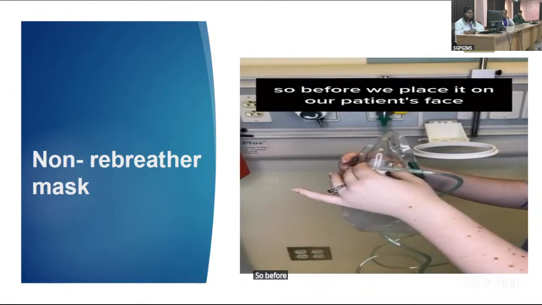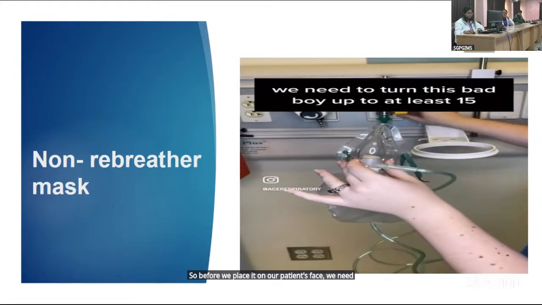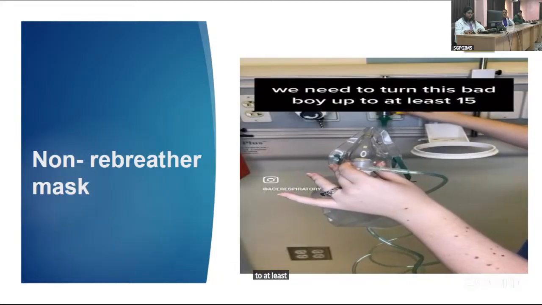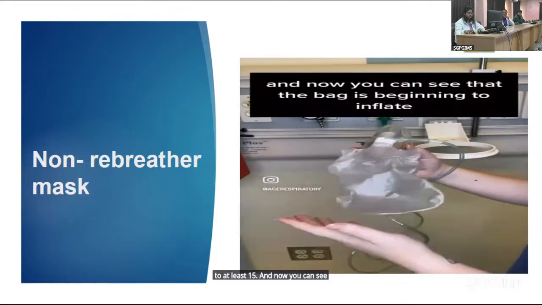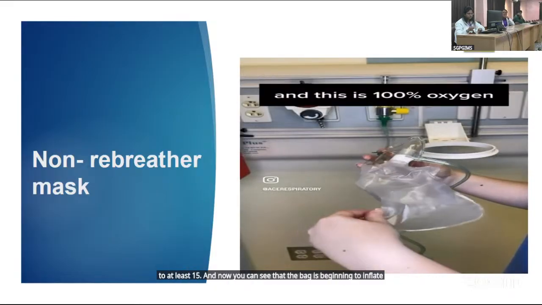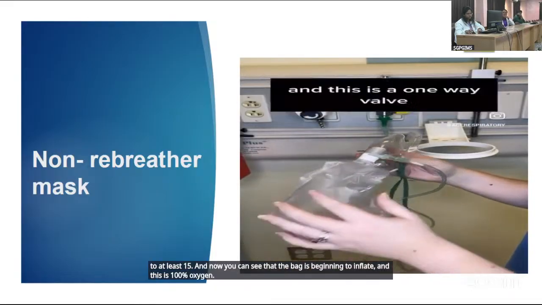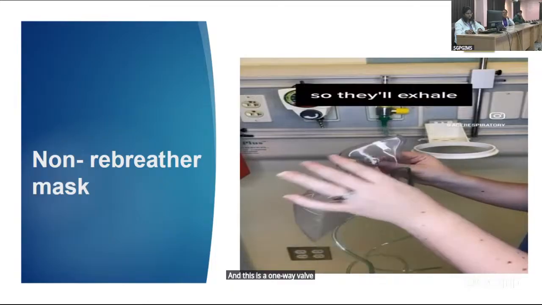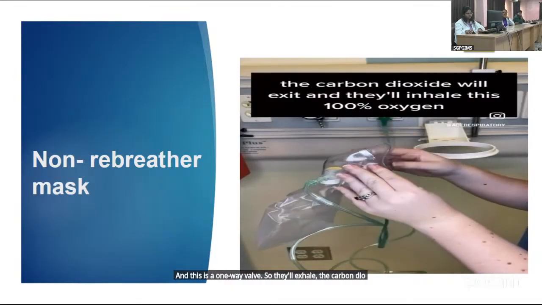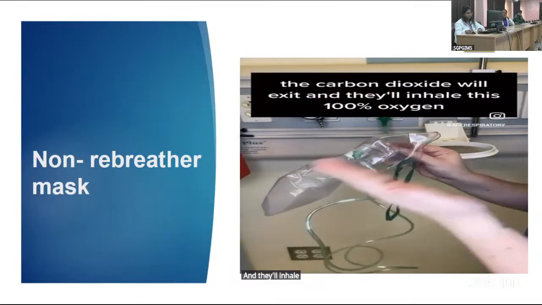So before we place it on our patient's face, we need to turn this up to at least 15. And now you can see that the bag is beginning to inflate, and this is 100% oxygen, and this is a one-way valve. So they'll exhale, the carbon dioxide will exit, and they'll inhale this 100% oxygen.